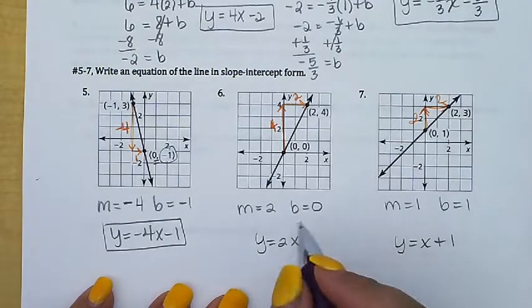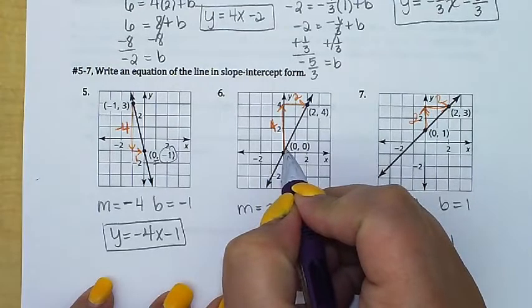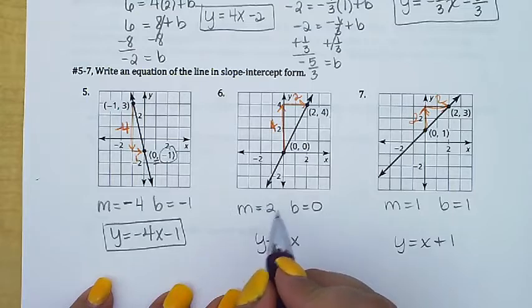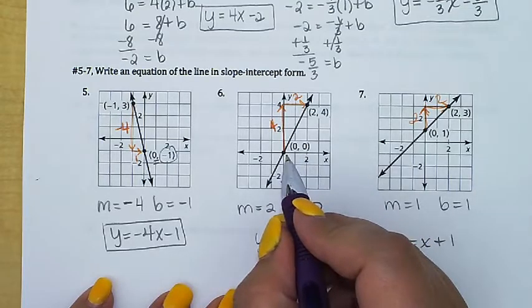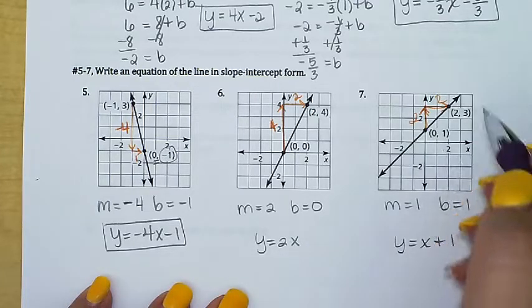There you go. All right, so on number 6, you have a rise of 4 and a run of 2. So 4 over 2 is a slope of 2. And your y-intercept was at 0. So y equals 2x is our equation. You could write y equals 2x plus 0, but that's kind of redundant. If it's 0, we typically don't bother writing it.